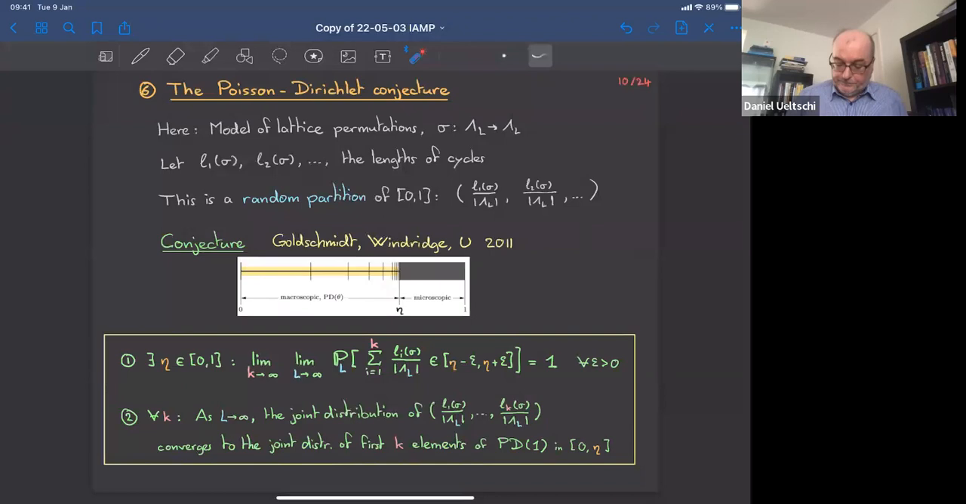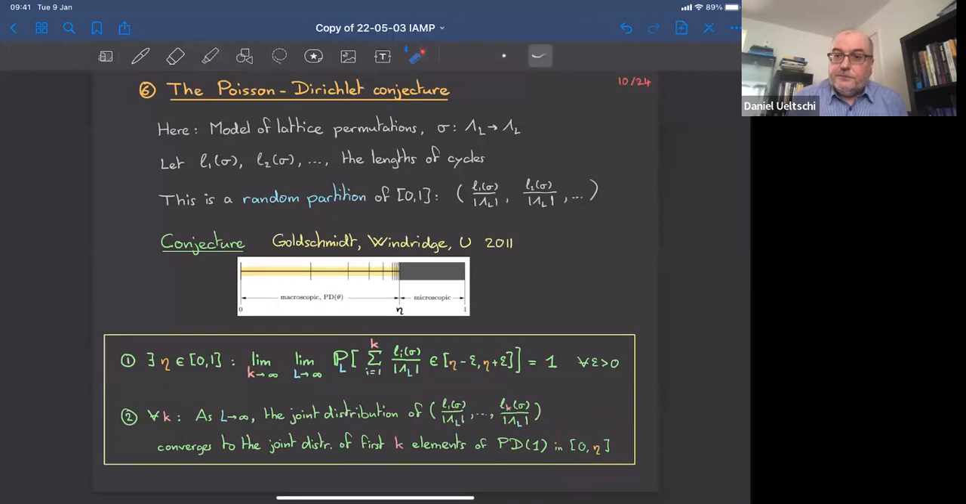And in this interval 0 to eta, so Poisson-Dirichlet in a reduced interval, you just take Poisson-Dirichlet on 0, 1, and you multiply all elements by eta to scale them to something smaller. So this is the Poisson-Dirichlet conjecture.